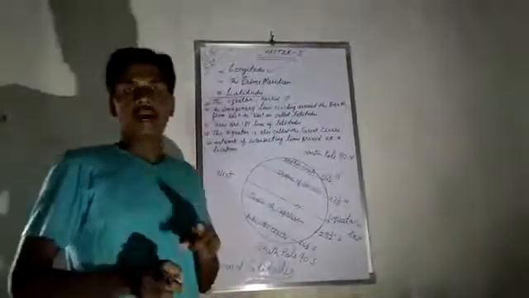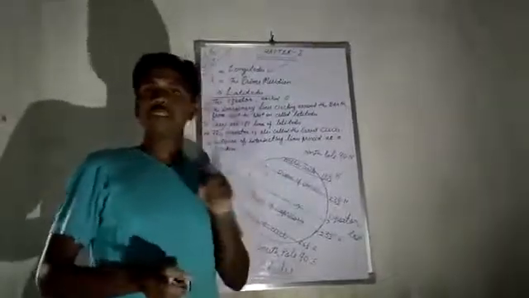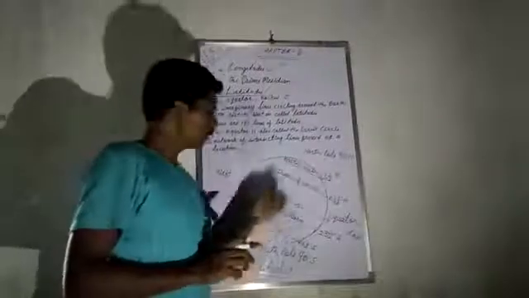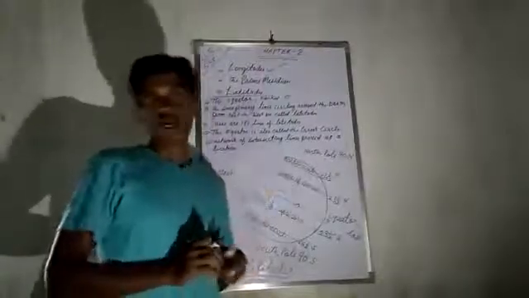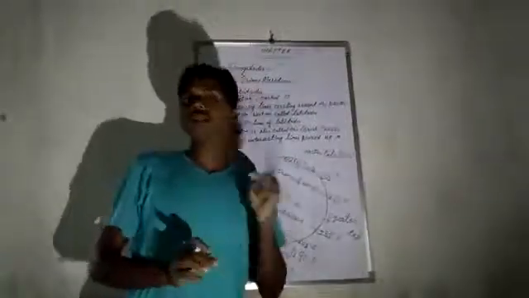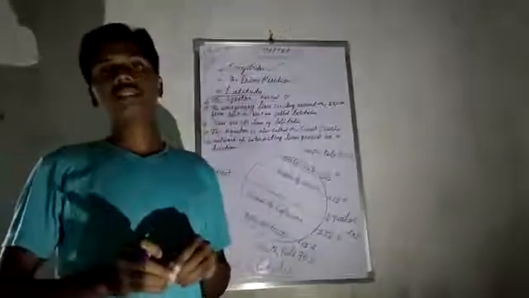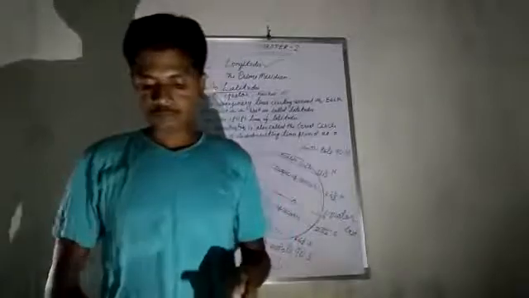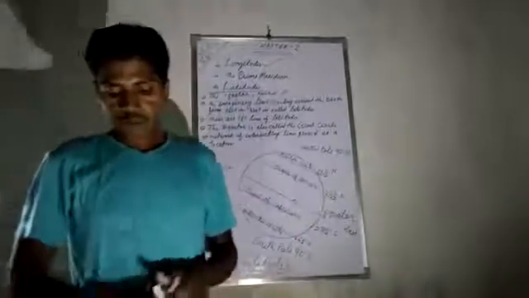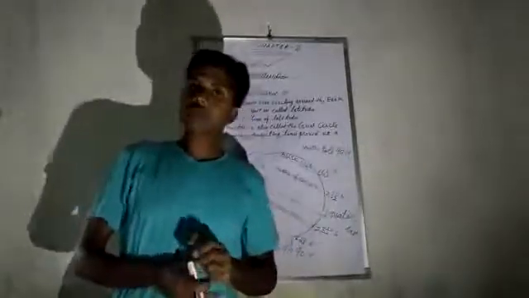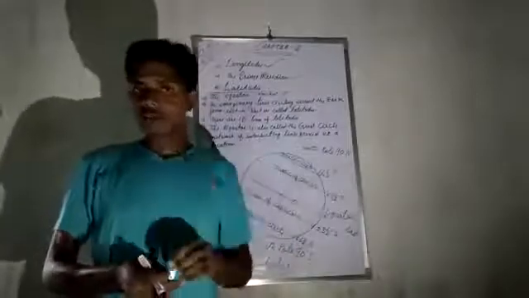Thus, there are 181 lines of latitude in total. How many total latitudes are there? There are 181 lines of latitude. The equator is marked 0 degrees.